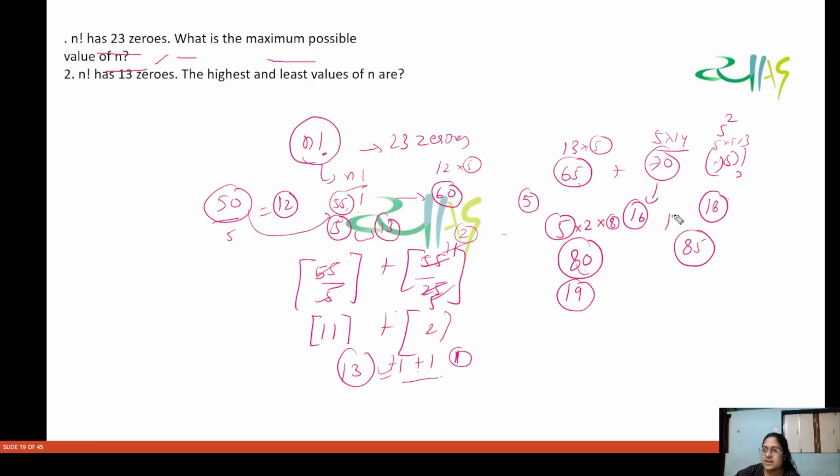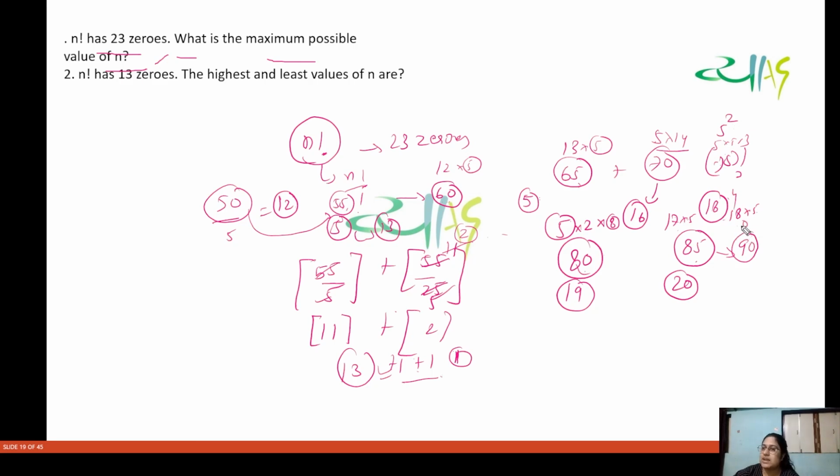दिस इज जस्ट व्हाट? 17 इंटू 5. ओके, 17 इंटू 5. सो 85 पे आपको 20 जीरोस मिल जाते हैं 85 फैक्टोरियल पे. ओके, देन यू हैव ऑब्वियसली 90 फैक्टोरियल. 90 factorial, what is 90 factorial? 90 factorial is 18 into 5. Okay, 8 5 is 40.